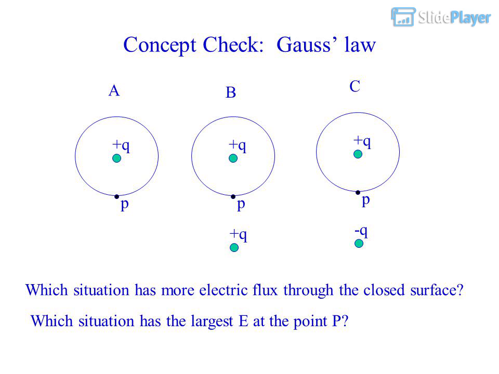Gauss's law, concept check. Plus Q, P, plus Q, P, plus Q, P. Which situation has more electric flux through the closed surface? Which situation has the largest E at the point P?